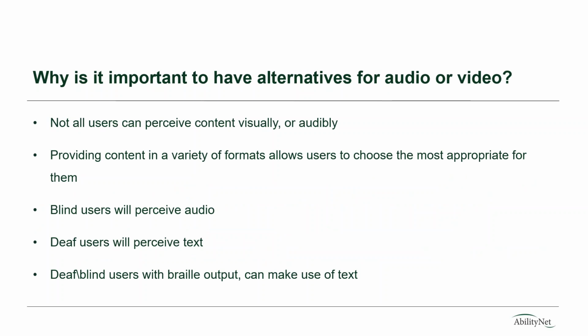So, as with images, not all users can perceive content. Providing content in a variety of formats is useful because it allows users to choose the most appropriate for them. Blind users can perceive audio, and deaf users can perceive text, but it doesn't work the other way around. And deaf-blind users with Braille output, so if they can't hear or see the screen, they can still make use of text alternatives, which can be turned very simply into Braille via a Braille output device, like a Braille display for those users.